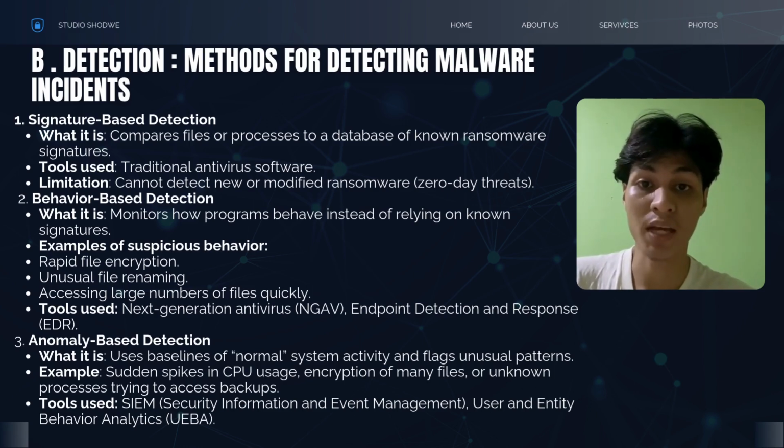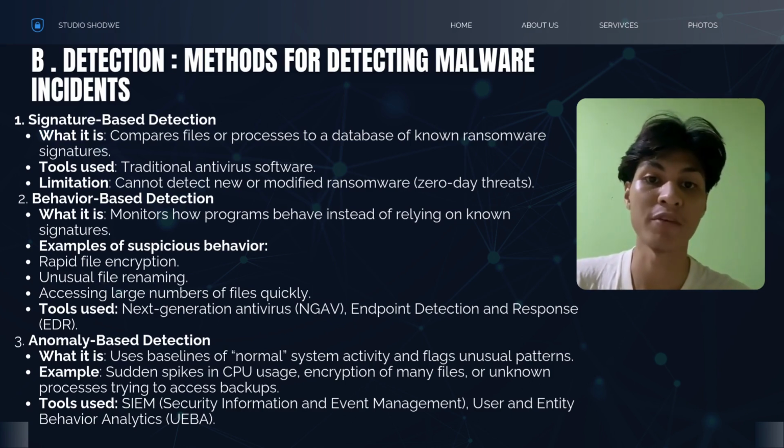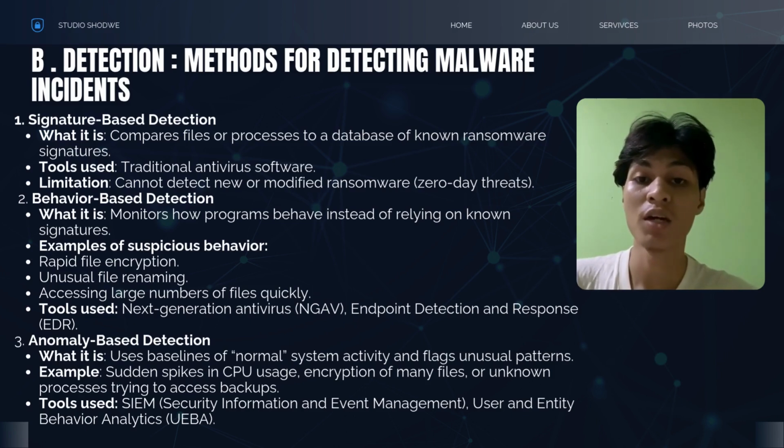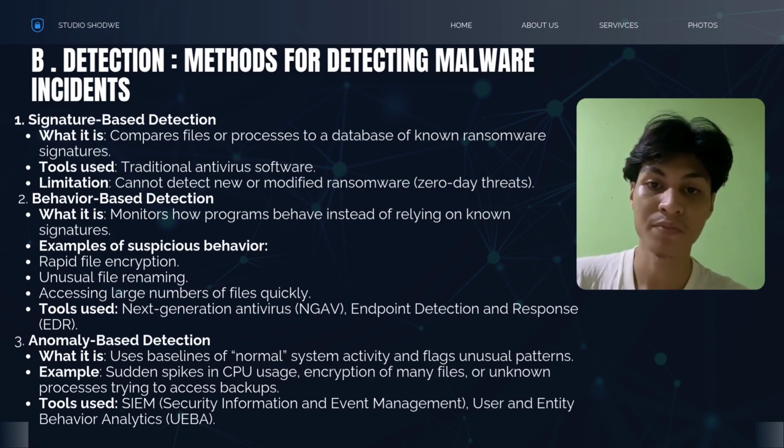The third one is anomaly-based detection. Anomaly-based detection establishes a baseline of normal system and user behavior, then alerts security teams when activities deviate from that norm. If a user who typically accesses a few files suddenly initiates encryption of thousands, or if network activity spikes without explanation, the system raises an alert. This method is effective in identifying unknown threats but can sometimes produce false positives if the baseline isn't well defined.